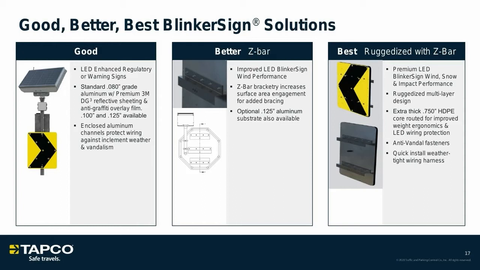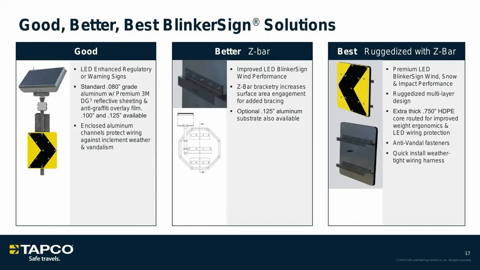We can add what we call a Z-bar to the back, which makes it a little bit stronger through those areas. And obviously, your best option is what I just covered, going with the ruggedized sign and or adding the Z-bar. So you can really make some of these signs indestructible. But again, it all comes down to budget, all comes down to what the end user would like to do. So that's the good, better, best on some of our blinker sign solutions.